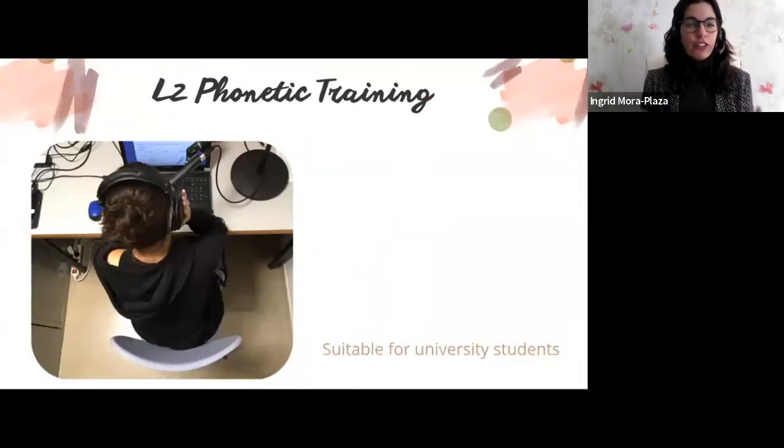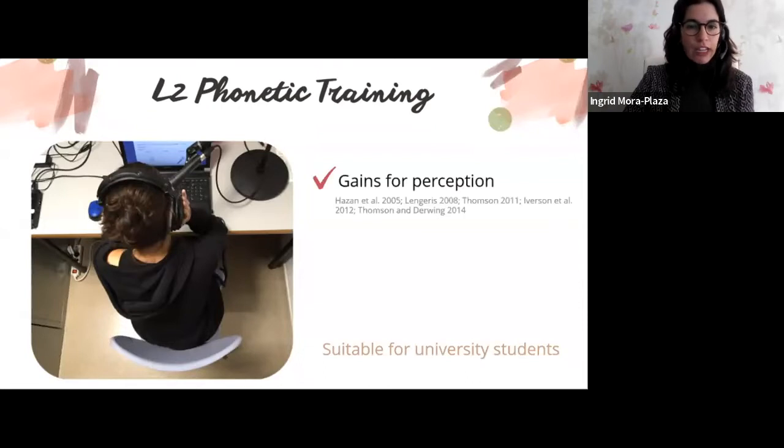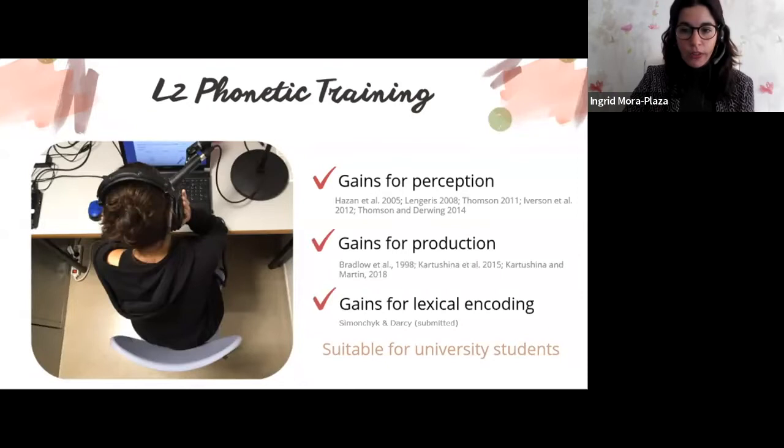So if L2 input is limited and students, for example undergraduates, can have access to a lab, research has demonstrated that phonetic training is very effective at improving the perception, production, and also the lexical encoding of L2 sounds. However, most lab experiments are often conducted individually in very controlled lab conditions, and this makes the applicability of such research to the classroom quite difficult.